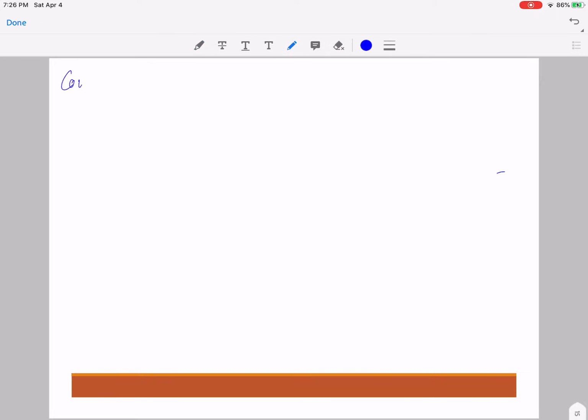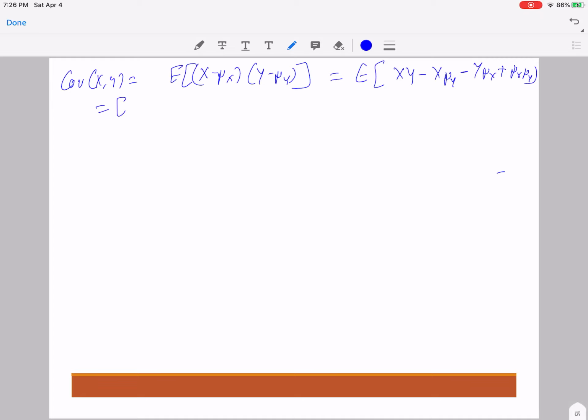Okay, so covariance of x and y is actually expected value of x minus mu of x times y minus mu of y. So that is xy minus x times mu of y minus y times mu of x plus mu x mu y. So that is expected value of xy minus, I will get mu x mu y minus mu x mu y plus mu x mu y. So these cancel out. It gives me expected value of xy minus mu of x mu of y.